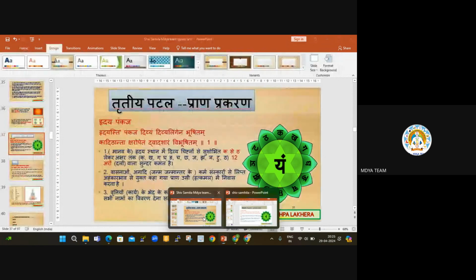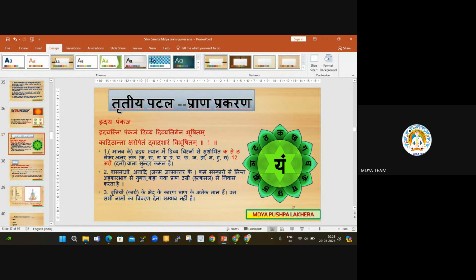The vasanas, it means desires, are described as stained by the karma samskaras of beginningless births and rebirths, and joined with egoism. So the prana lives there, adorned with various desires, accompanied by its past works that have no beginning and joined with egoism. Due to the difference in vrittis, the prana has many names.